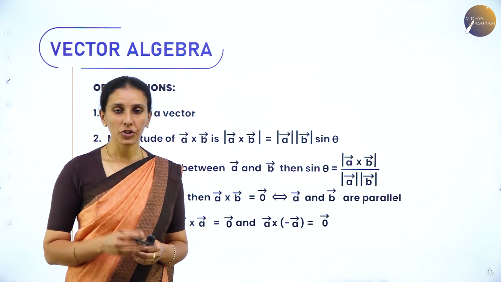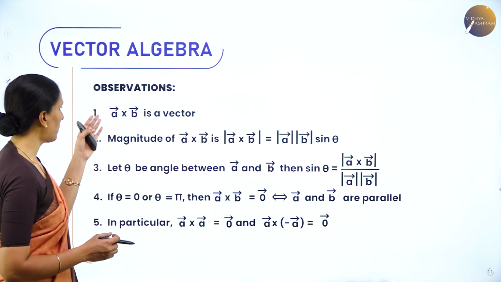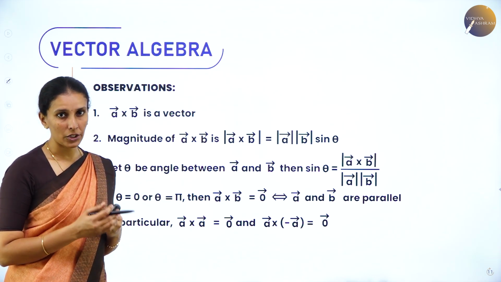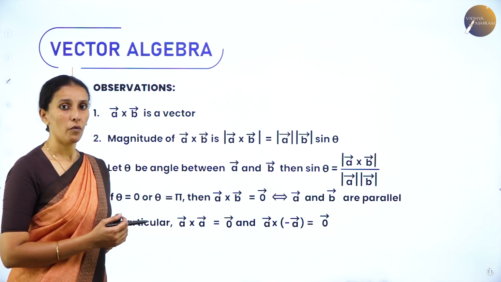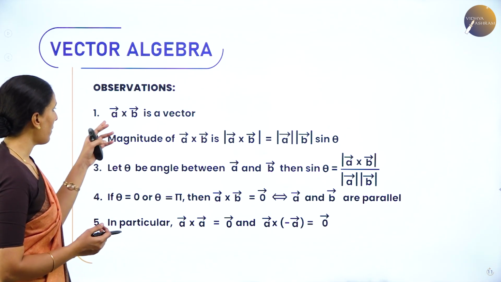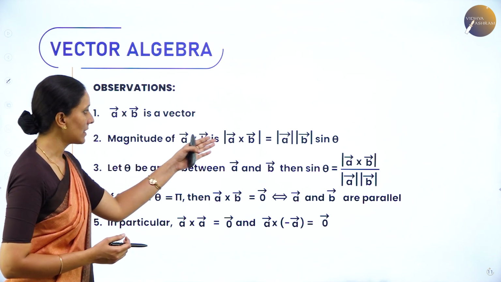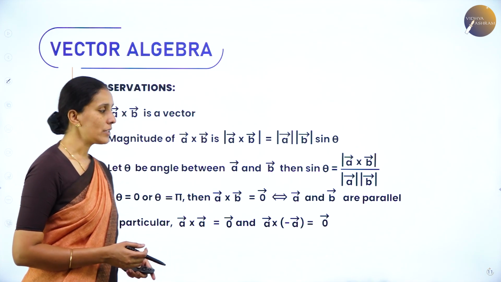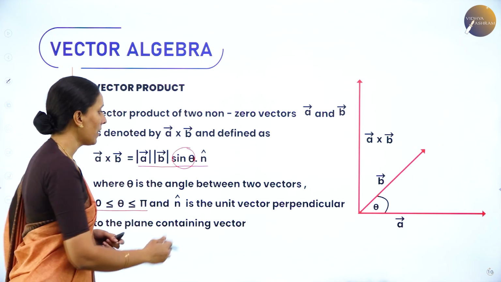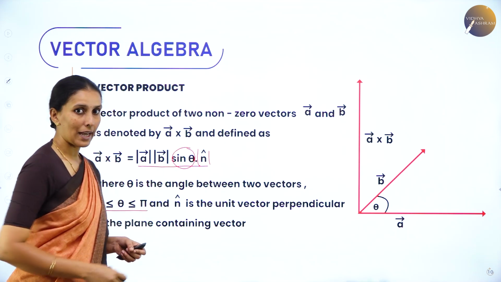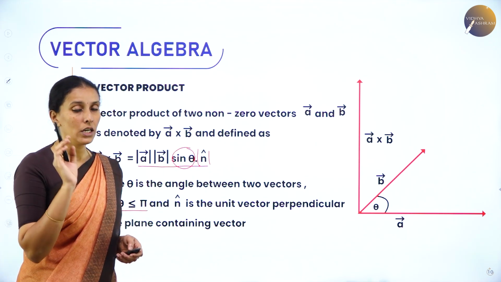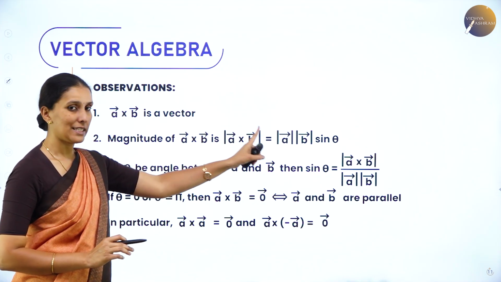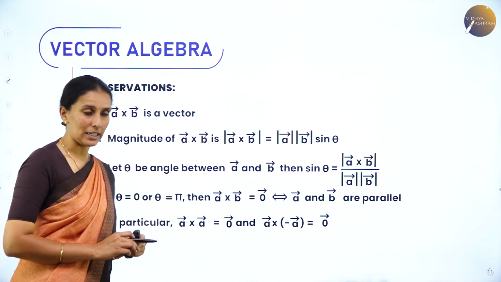Now, a few observations on the cross product. Your vector product is always a vector. So when we take the cross product of any two vectors, it is again a vector. The second thing is the magnitude of A cross B is given by magnitude of A, magnitude of B, sine theta, because n cap is the unit vector, its magnitude will become 1. Therefore, the magnitude of A cross B is just AB sine theta.